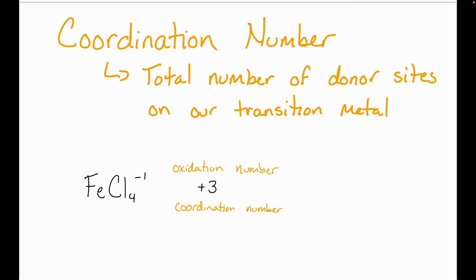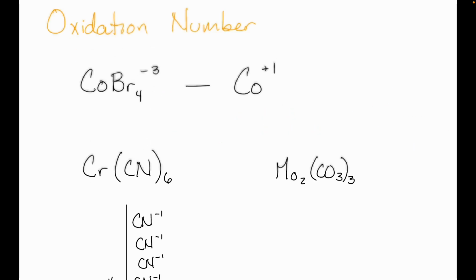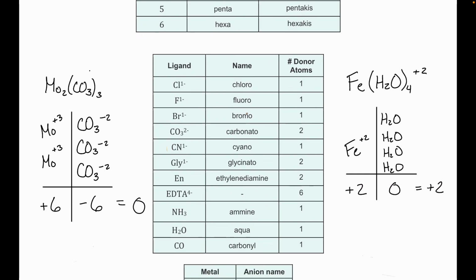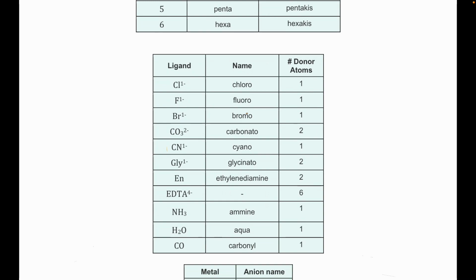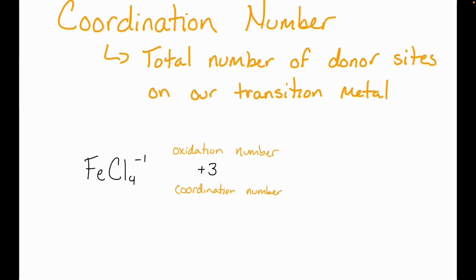And for that, we're going to again go to our constants page. And we're going to see that for each one of these ligands, we have another part of this chart here, which is the total number of donor atoms in that ligand. So for each chloride, how many donor atoms are there? Just the one, right? So if I go here, again, the coordination number is the total number of donor sites. I have 4 chlorines, each just has 1 donor atom. So this would be a coordination number of 4, 1 for each of those chlorides.